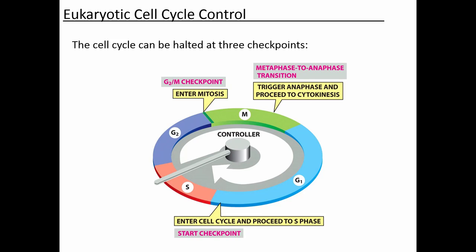Okay, so the cell is asking certain questions at each of these checkpoints. If the answer to the question is yes, then it's going to push on to the next phase. If the answer is no, then the cell is going to pause and wait for whatever's supposed to happen in order for it to happen.